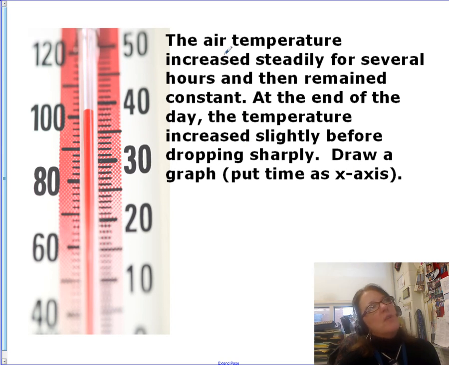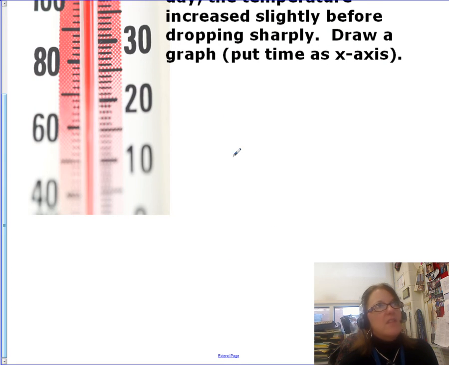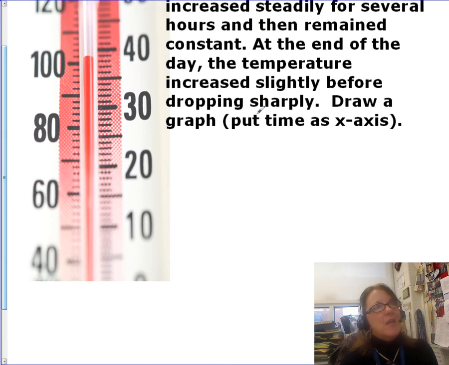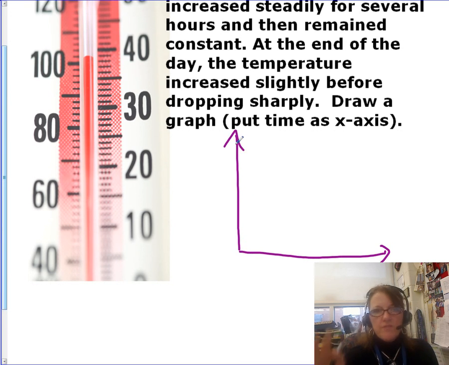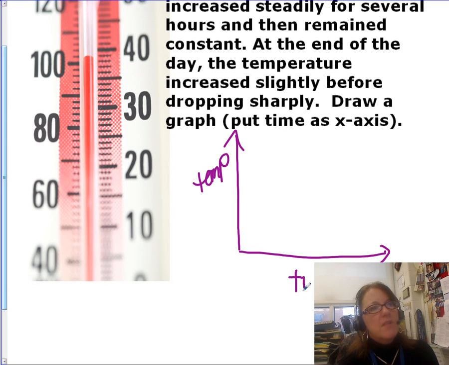Temperature. The air temperature increased steadily for several hours and then remained constant. And at the end of the day, the temperature increased slightly before dropping sharply. Draw this on a graph. This time, again, time is going to be on the x-axis. I'm only going to use this first quadrant because it really doesn't make sense to go into negative land. Same thing with this. This is going to be the temperature. Even though I don't have the exact degrees, let's just focus here. Okay, time and temp. Here we go.